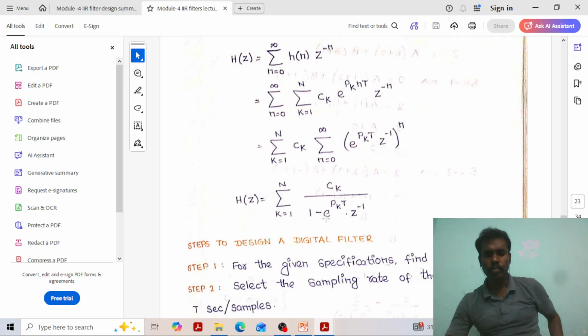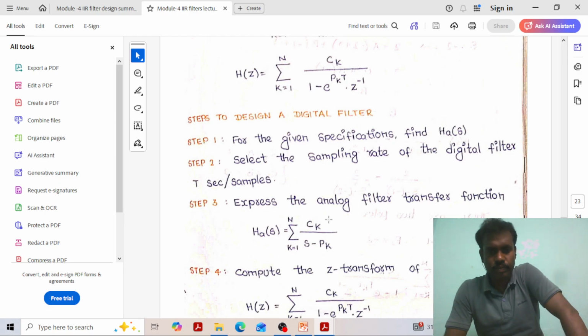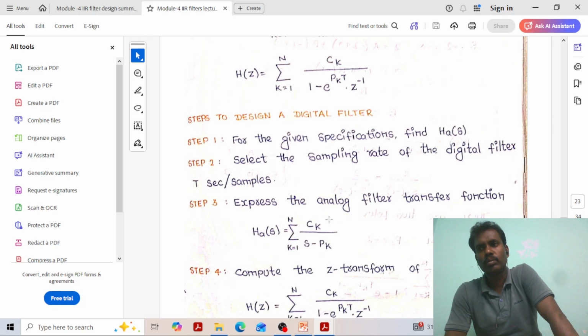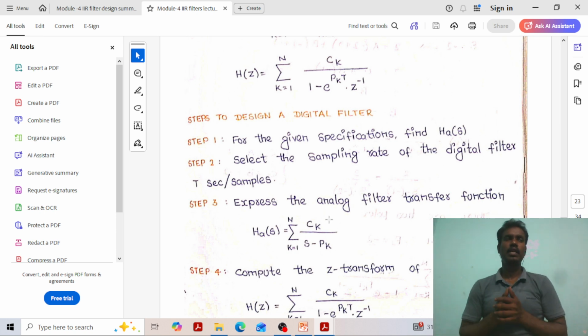But the problem in this method is the aliasing effect. We know the formula z is equal to e to the power sT, where s is equal to sigma plus j omega. So when omega is shifted by 2 pi, e to the power of sigma plus j omega plus 2 pi gives the same value as sigma plus j omega. Hence it has aliasing.